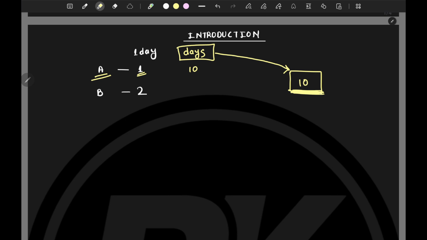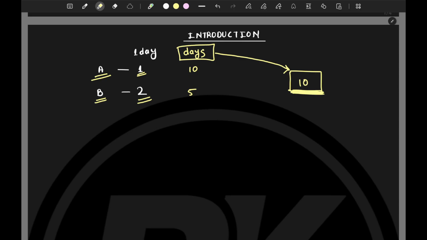And what is the work? To eat all 10 chapatis. And B is eating two chapatis per day. That means he is going to take less time, right? Less time to complete these 10 chapatis, to eat all those 10 chapatis.